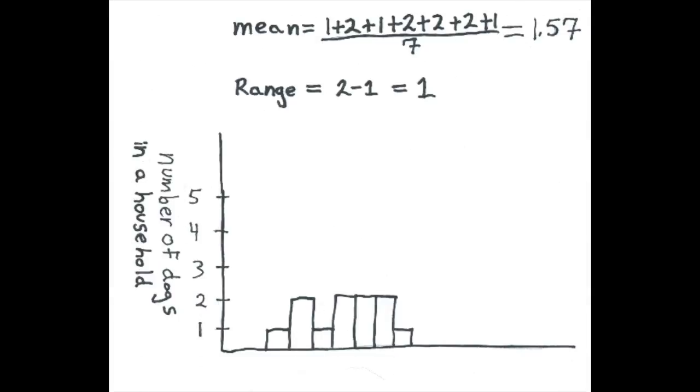But if our outlier was more consistent with our other sets of data, we find our mean is only 1.57 and the range is 1. So we can see how our outlier can have a large effect on our mean and range.